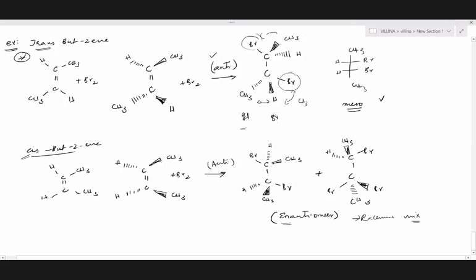But you just write down: trans-butene upon anti-addition of halogens will give a meso compound. Cis-butene or cis-alkenes upon anti-addition of halogens will give a racemic mixture, or a pair of enantiomers in the product mixture.